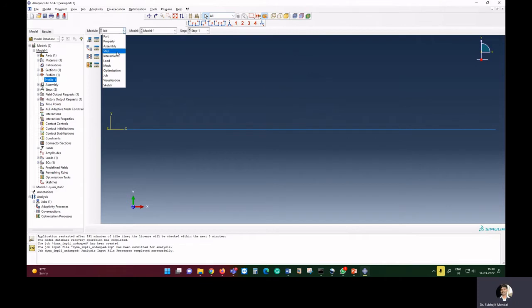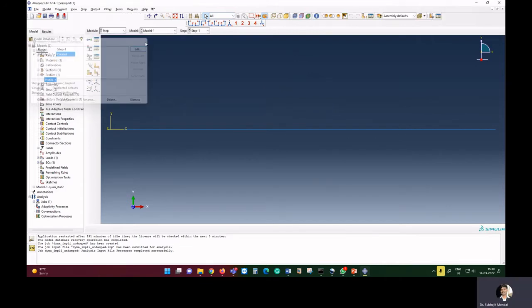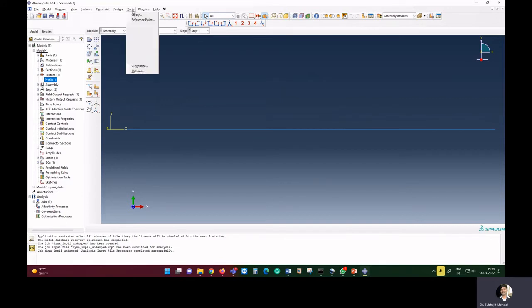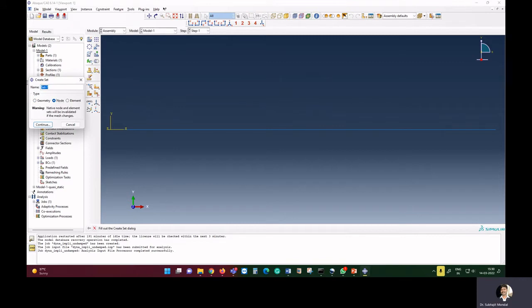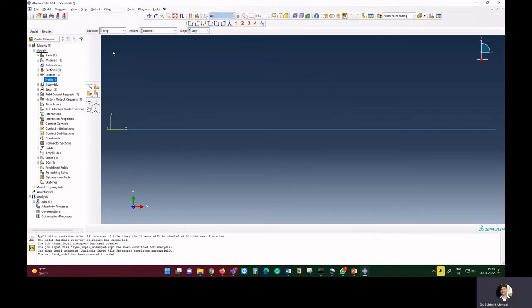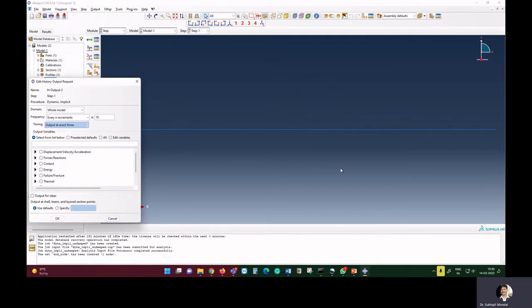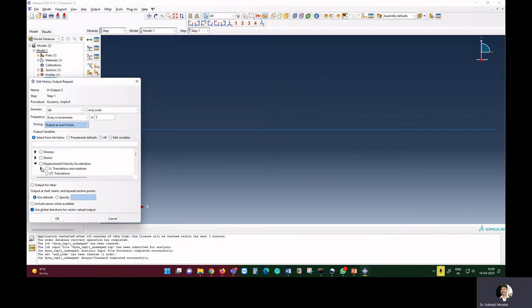Next we have to request the output. Before going to that, you have to go to tools and create a node set. Here for node set, you can write n node, and here we can select it. Now we go to the step, and here we have to request history output. Instead of whole model, select set, and here you write n node. For increment, you just write each n equals 1, and request for displacement, that is U2.